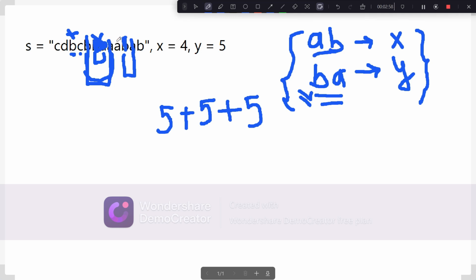So here, we have one more AB. This is giving us 4, right? X is 4. So in total, 19 would be the answer. We have just explored what the answer would be.